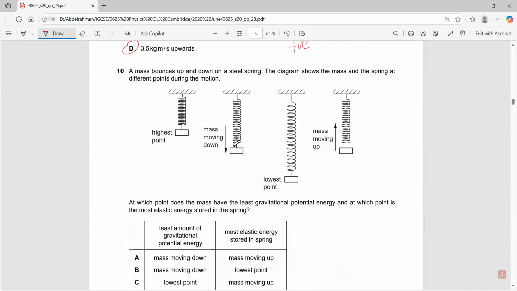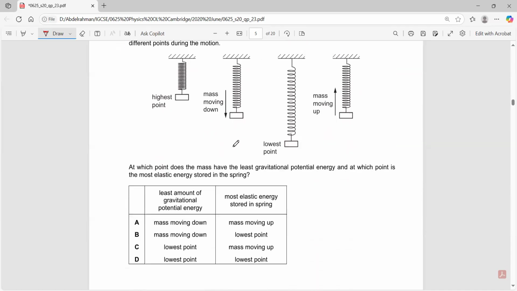A mass bounces up and down. At which point does the mass have the least gravitational potential energy and the most elastic energy stored? The least gravitational potential energy would be the point closest to the ground, which is the lowest point, right? Most elastic potential energy would be when it's stretched the most. Where would it be stretched the most? Again, at the lowest point. So it would be D.